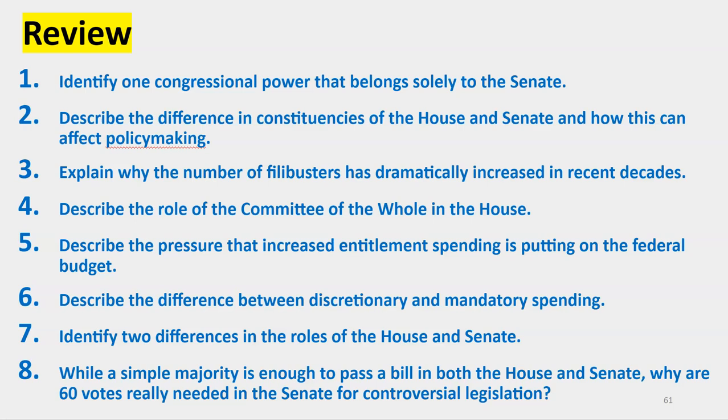This concludes part one of Congress. In the next part, we're going to take a look at congressional behavior. We're also going to look at the importance of that congressional behavior, and particularly as it relates to public policy and the branches that are coming up.